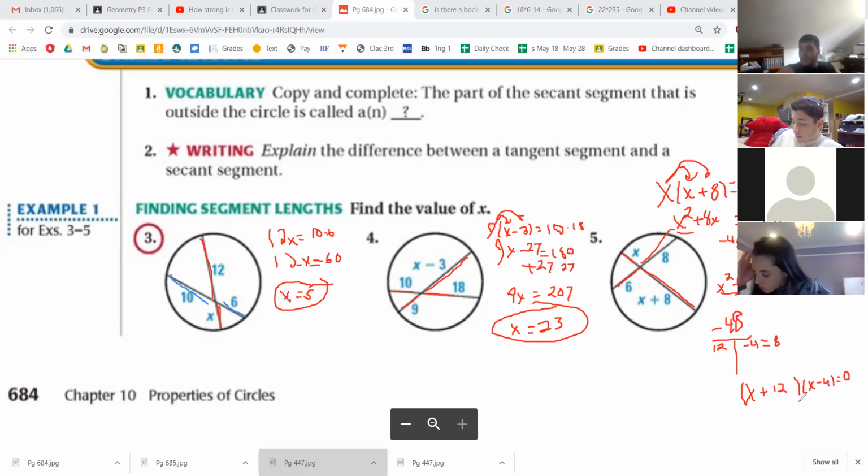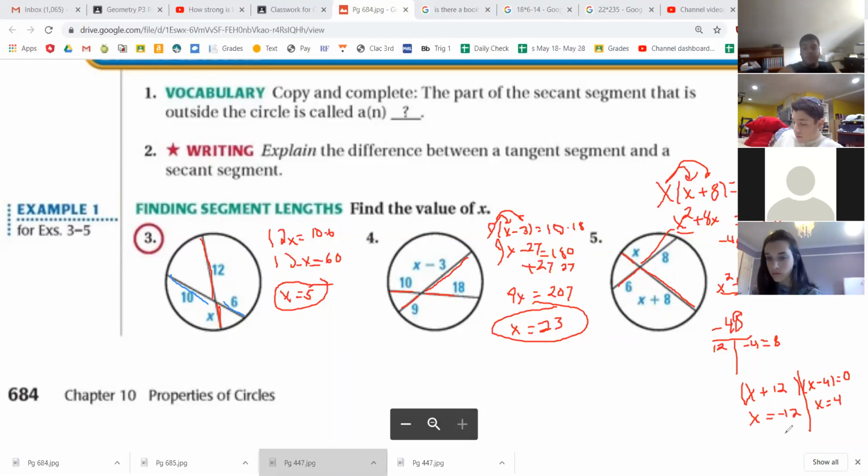So then we're going to move some stuff around. You split this and then you solve each one separately. So the first one's x equals 4 because x minus 4 equals 0, then plus 4 on both sides. And x equals negative 12.